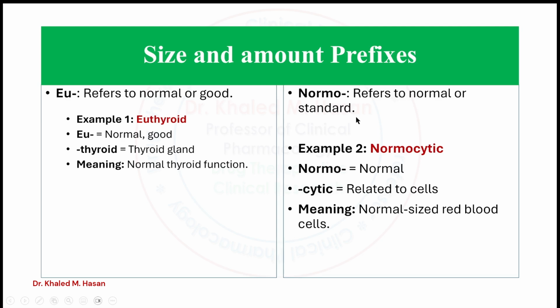Okay, normo, talking about normocytic. Normo mean normal, cytic related to the cells. When you talk about cytic, related to the cells. When you talk about normocytic, here we refer to the normal size of red blood cells. So normocytic mean normal size of red blood cells.